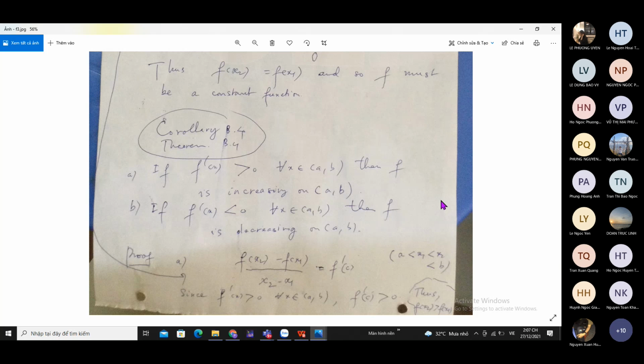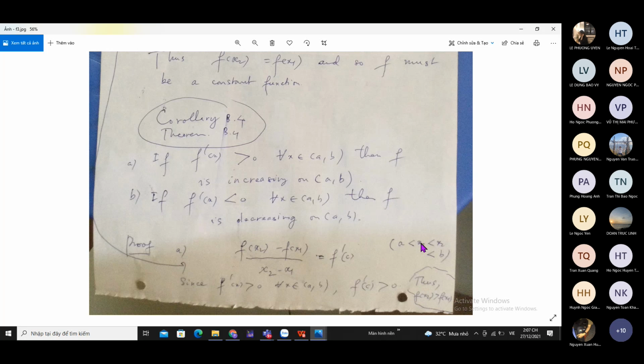Now, for example, we prove the first one. We suppose that f prime of x is positive for any x of the open interval AB. Then we show that f is increasing on the open interval AB. Now we assume that x1 is less than x2 and x1, x2 belong to the open interval AB. It means you have x1 greater than A, x2 greater than x1, and B greater than x2, right? Okay. Now we apply the mean value theorem to the function f on the interval x1, x2.